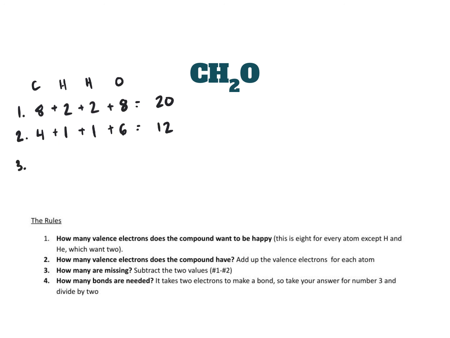Step 3 says, how many am I missing? Well, I have to subtract these, and what I get is 8 electrons are missing. So I have to form bonds to share electrons so I can have the octet rule met. And for number 4, it says how many bonds are needed. I just divide this by 2. I need to draw 4 lines for 4 bonds.